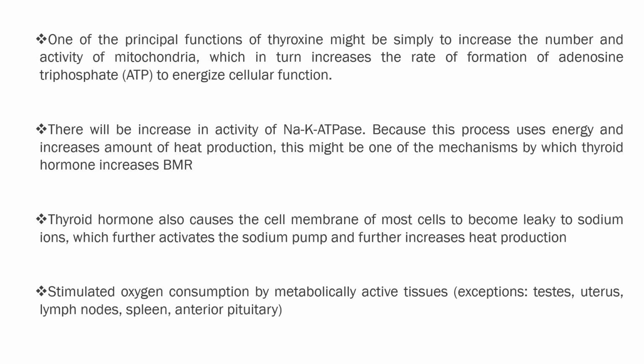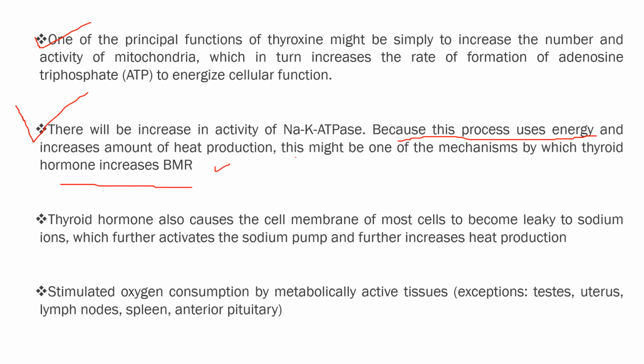Now another important function of thyroid hormone is thermogenesis. One of the principal functions of thyroxine might be simply to increase the number and activity of mitochondria. It has something to do with this thermogenesis, with the increased cellular function. There will be an increased number of mitochondria, and the activity of mitochondria is also increased. Because we know that if the mitochondrial number is increased, there will be more formation of ATP to energize the cellular function. And there will also be an increase in the activity of the sodium potassium ATPase. Because this process uses energy, this might be one of the mechanisms which can explain that thyroid hormone is calorigenic. It increases the BMR.